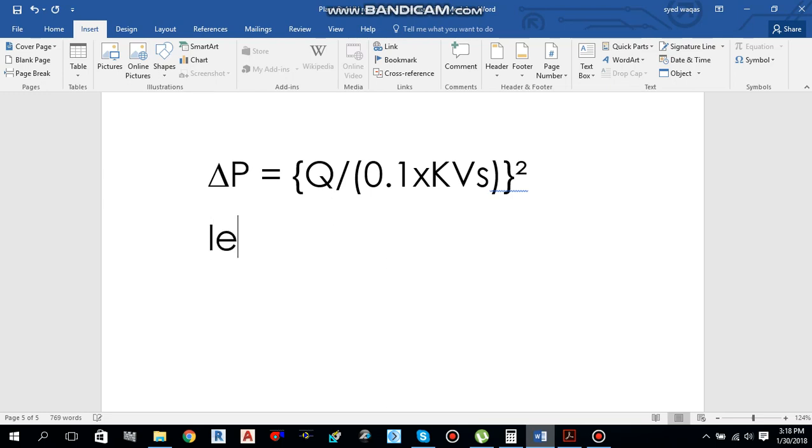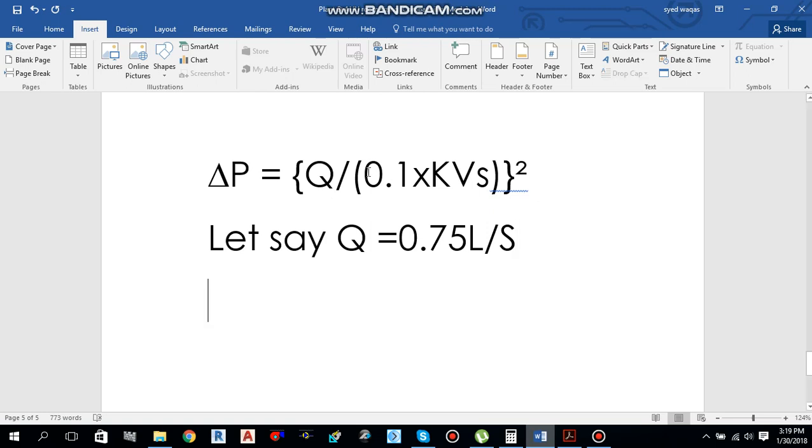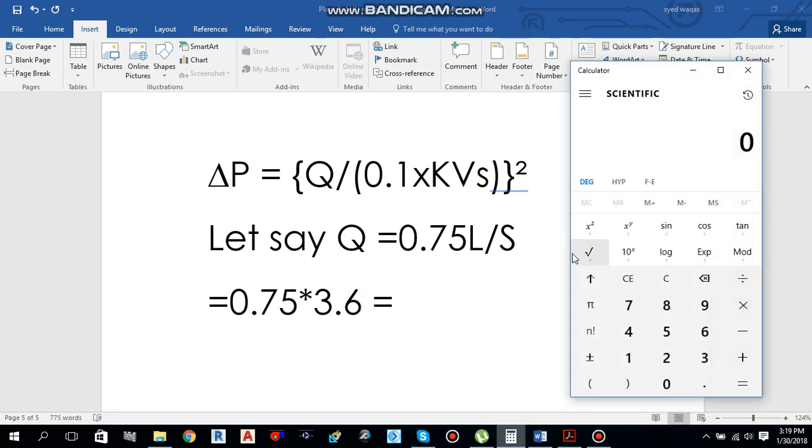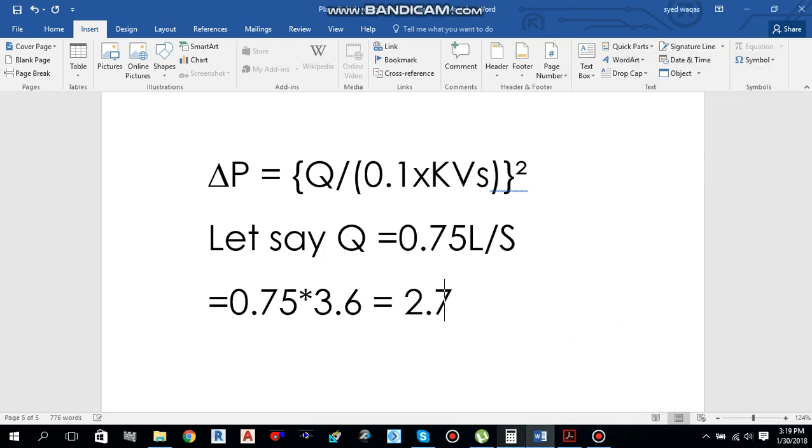So let's say we got Q equal to 0.75 liters per second. As I told you, Q in this formula should be in cubic meters per hour. In order to convert this Q into cubic meters per hour, we have to multiply 0.75 by 3.6. 0.75 into 3.6, you will get 2.7 cubic meters per hour, the flow rate.